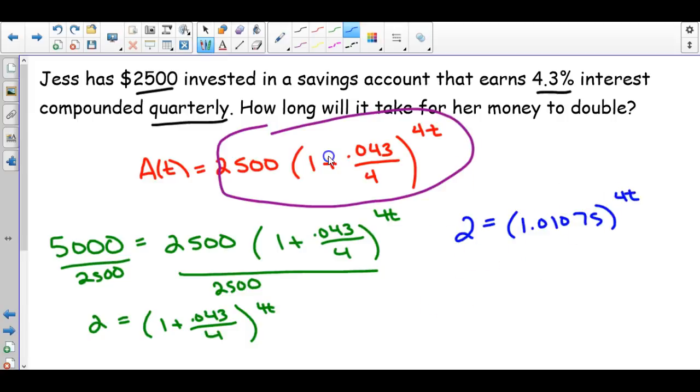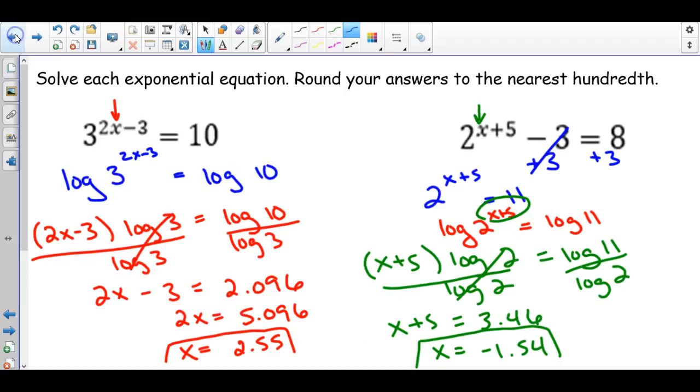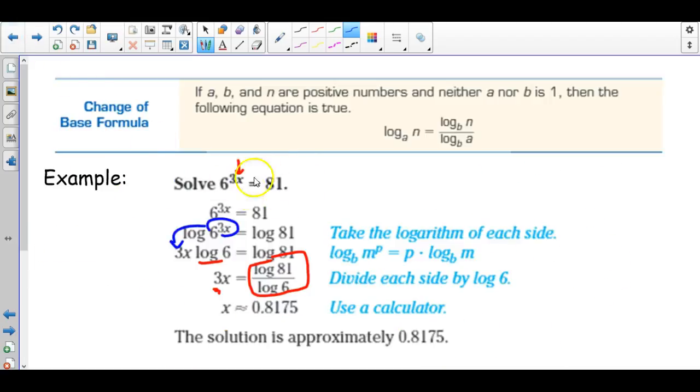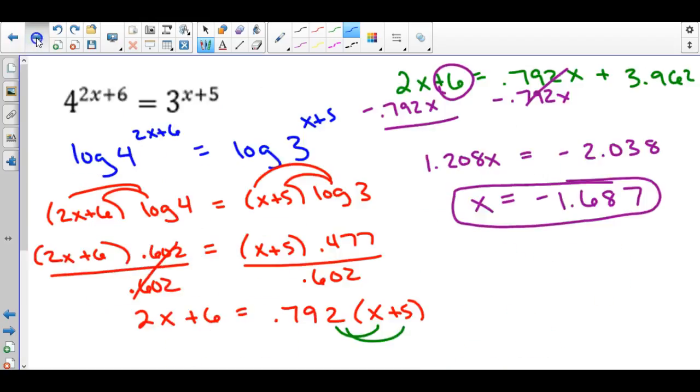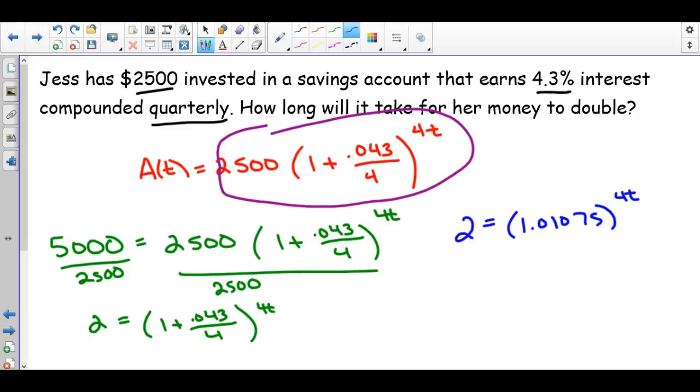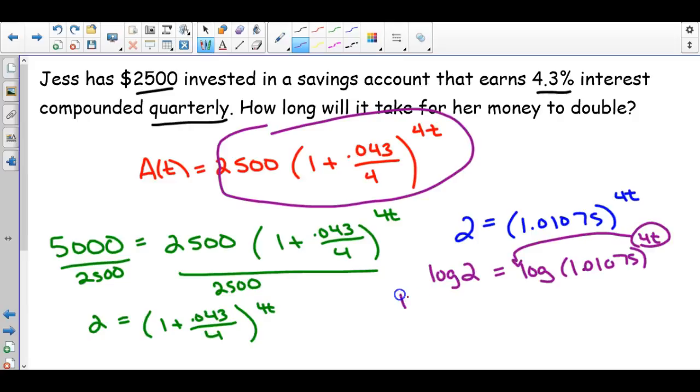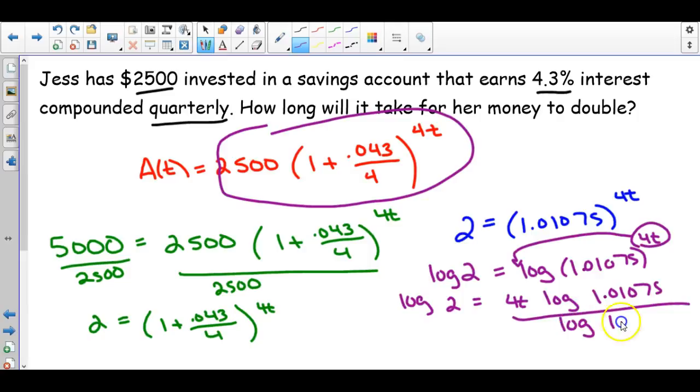So now if I were to backtrack and go all the way back to the beginning, it's basically what this first example was. We're going to now log both sides of this equation. And if I do that, I can figure out what t is. So I'm going to write log 2 equals log 1.01075 raised to the 4t. And I'm going to bring the 4t down as a coefficient. So I can now have log 2 equals 4t times log 1.01075. Divide both sides by this really ugly log number.